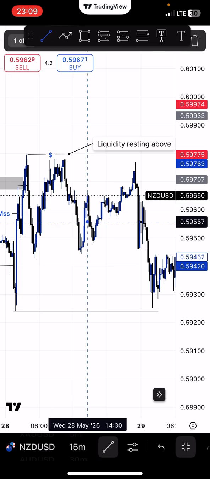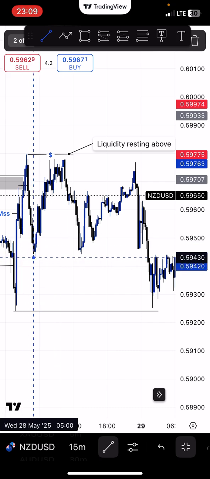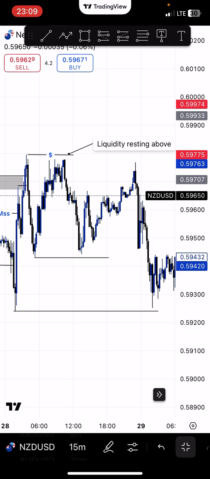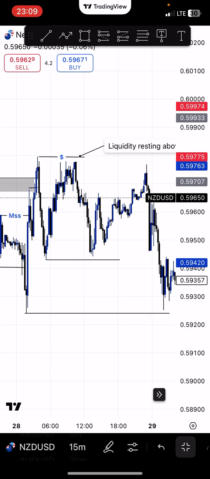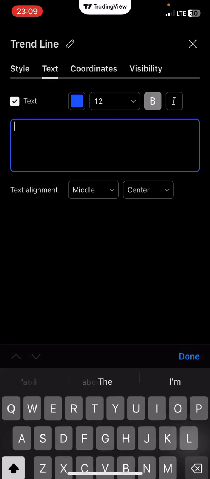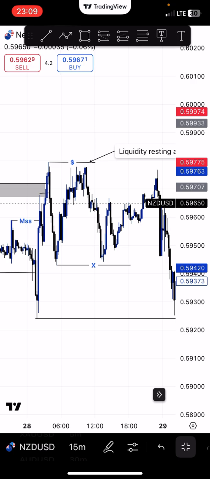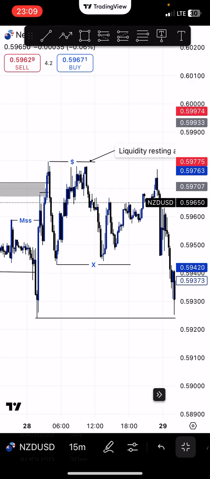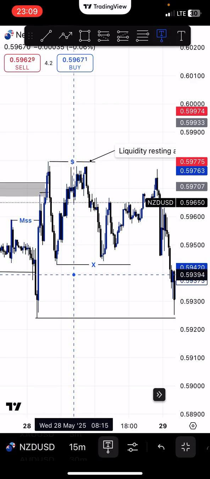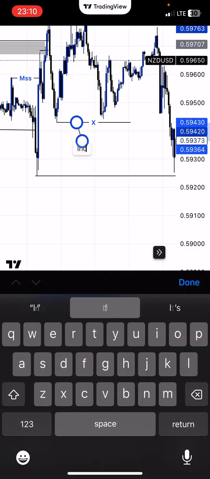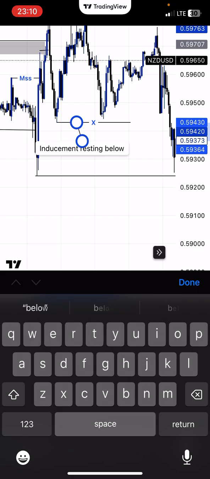And this is also a liquidity because the market pushed. This is also liquidity that needs to be taken out too. The market can do whatever it does, but it will come back to this point and take out this place. Let's say this inside one is an inducement. So, inducement resting below.